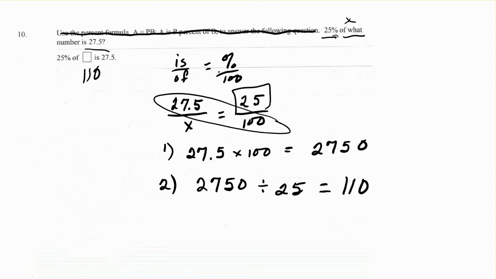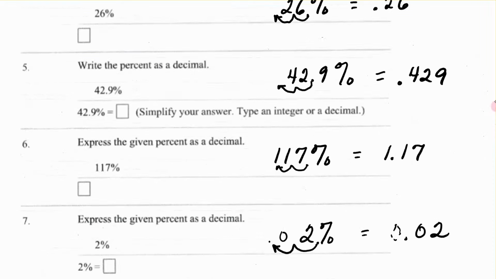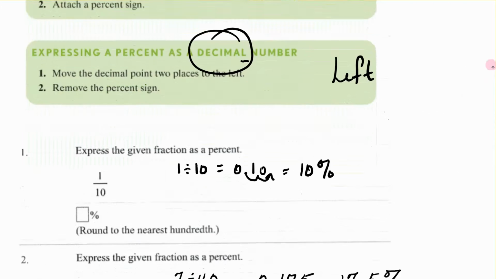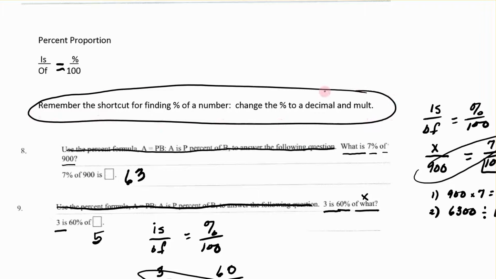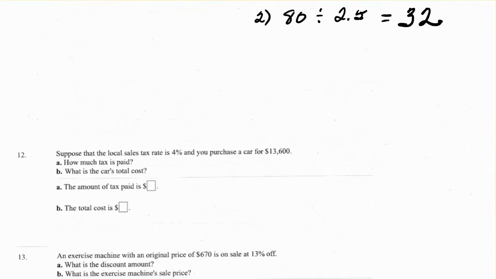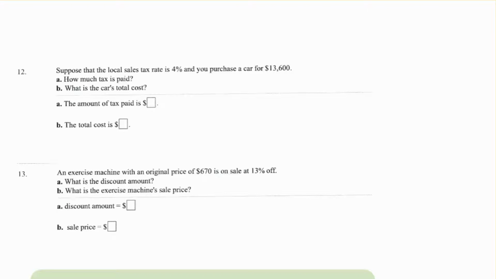Now, a long time ago in the notes, way up here, there it is. It says, remember the shortcut for finding the percent of a number. Now, you can do it, you're looking for the is number, but the shortcut is change the percent to a decimal and multiply, and I will show you in this next question.